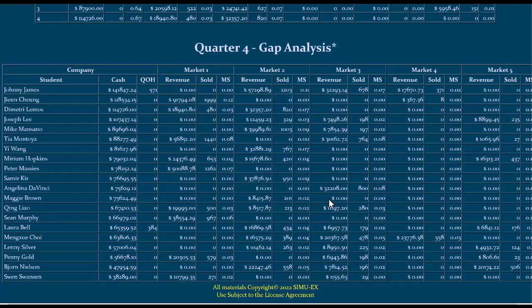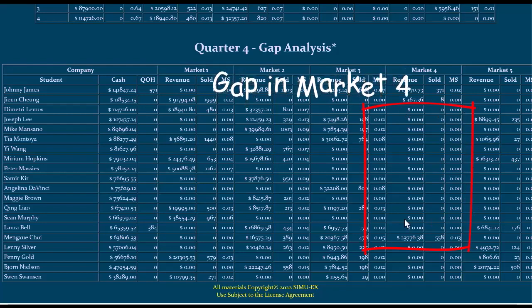Now, if we take a look, for example, at Market 2, we can see there are very, very few gaps. A gap implies that there is an opportunity that we can take advantage of to accelerate and increase our revenues, thus increase our cash in bank. So if we look at Market 2 and we look at Market 1, there really are very few gaps available to us. But if we go over to Market 4, you can very quickly see a tremendous gap. There is an opportunity that we may be able to accelerate our growth.